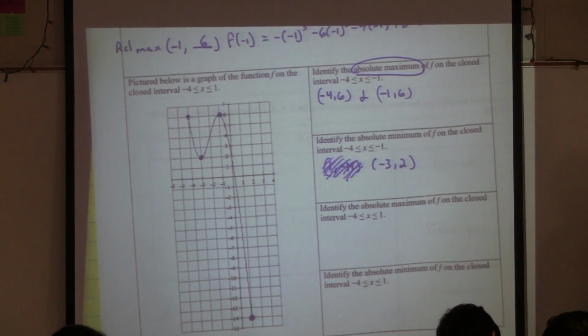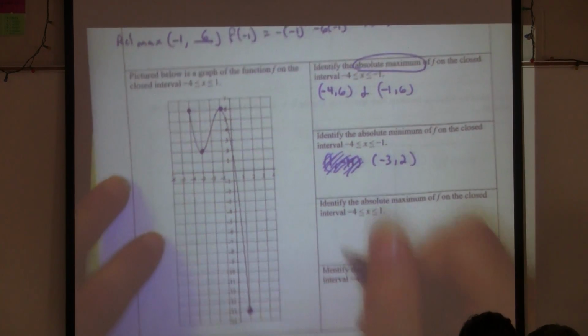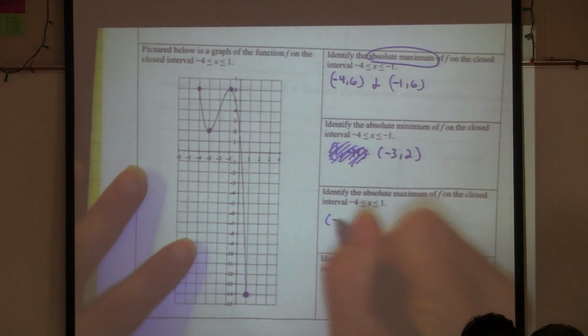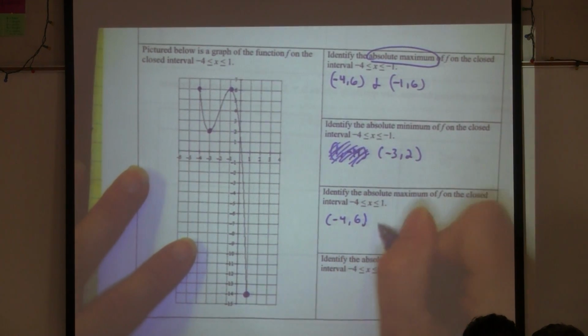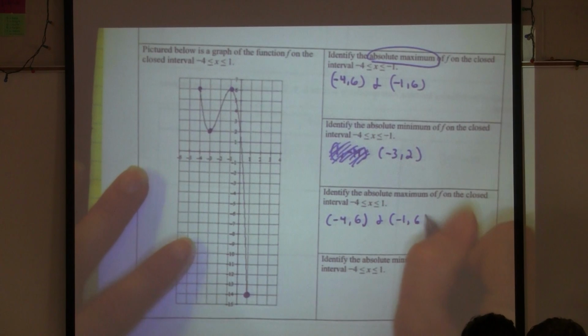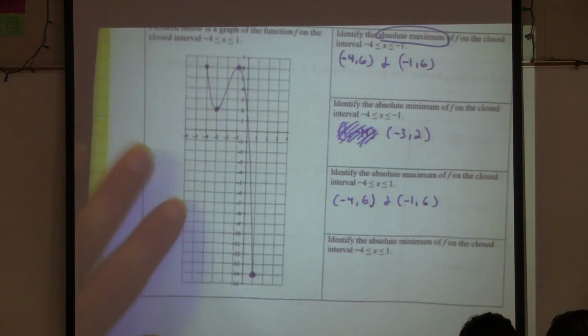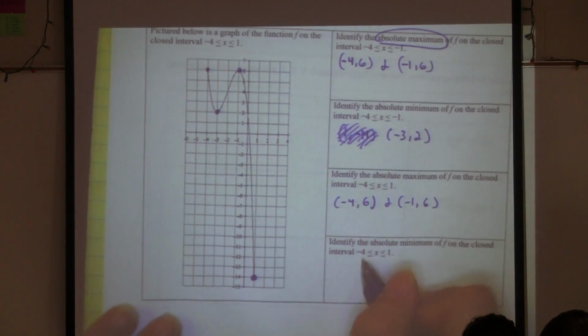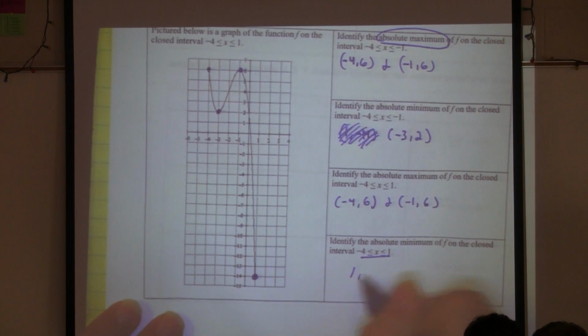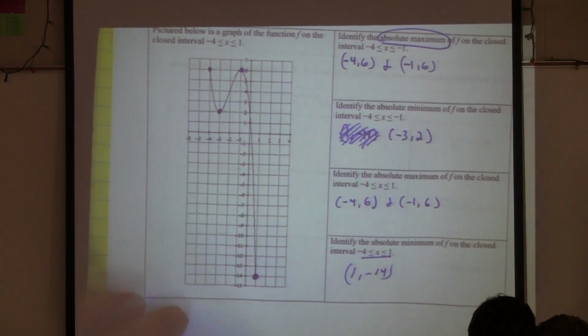Alright, now absolute max. Now it's from -4 to all the way to 1. That's the same. So are the absolute maximums the same here? Yes. So here would be -4 and 6, and the other one was -1 and 6. Now which one is the absolute min on this interval? -14. Very good.